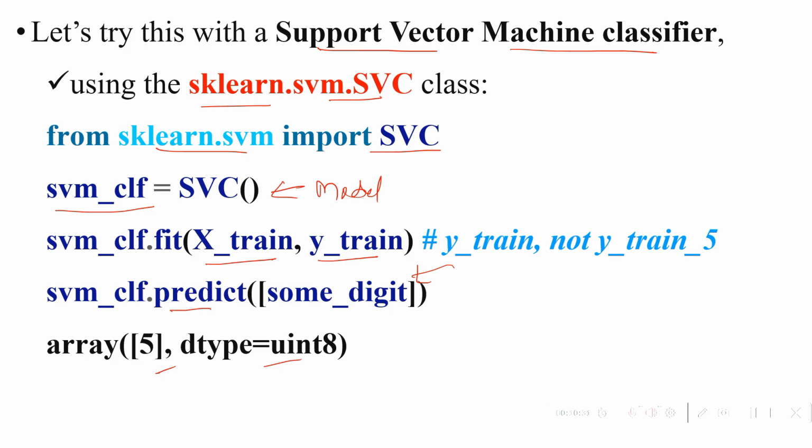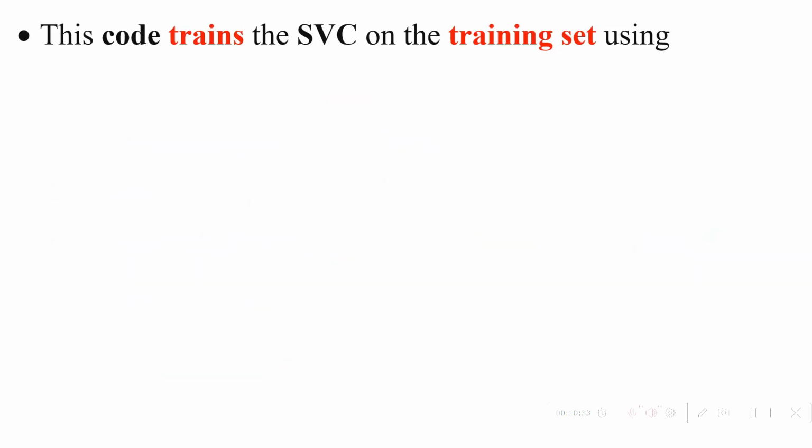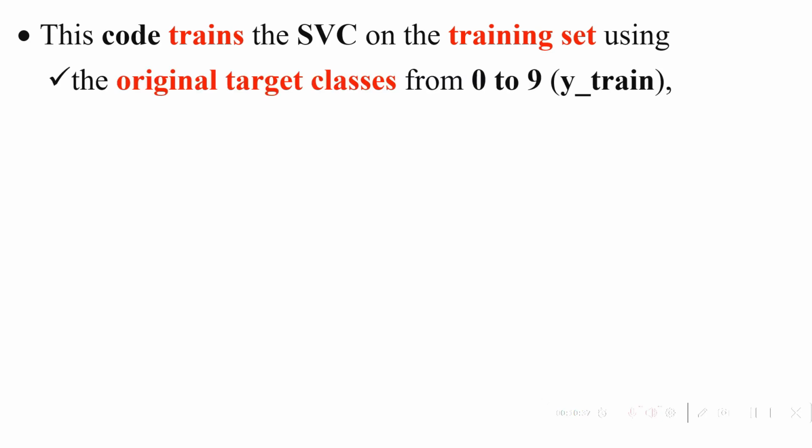Here, this code trains the SVM on the training set using the original target class labels from 0 to 9. That is, our y_train class labels contain 0 1 2 3 4 5 6 7 8 and 9. These are the class labels, called y_train.